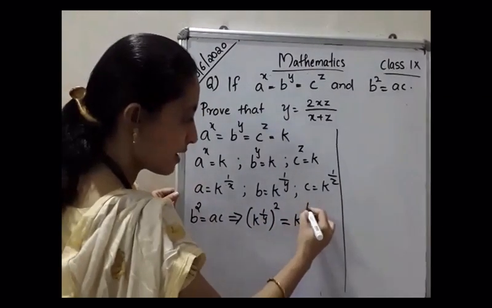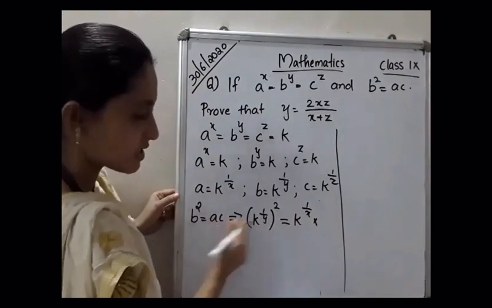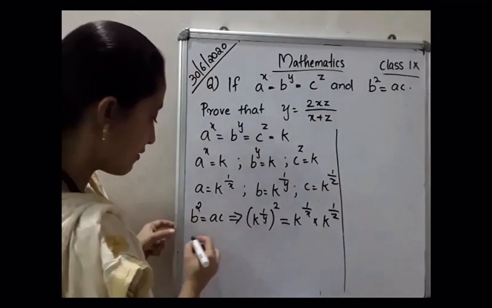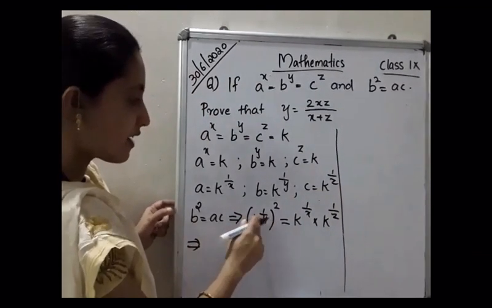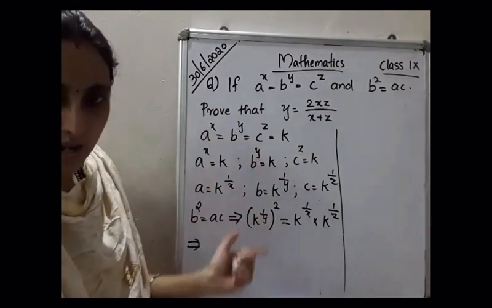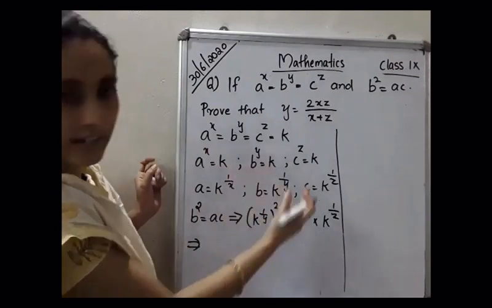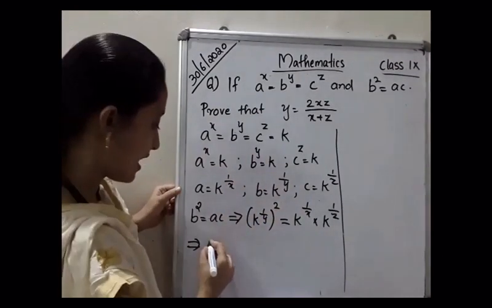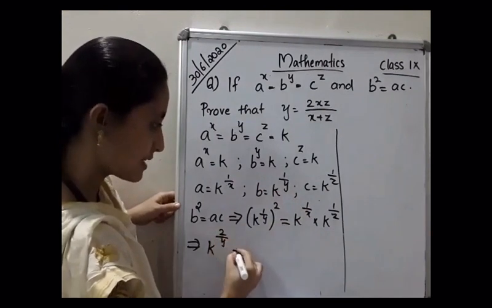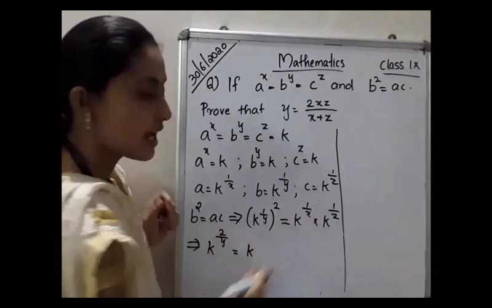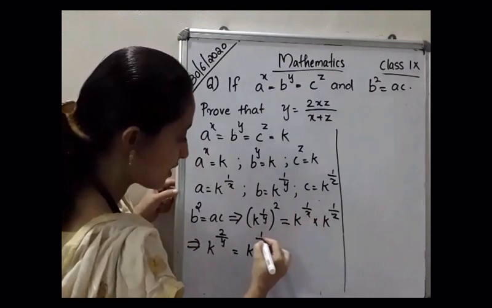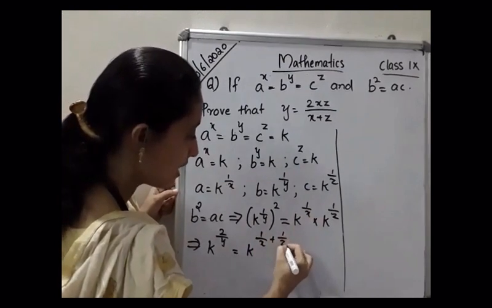K raised to 1 by x into K raised to 1 by z. Here, K raised to 1 by y, the whole squared, that is (a^m)^n = a^(m·n), so K raised to 1 by y into 2, that is K raised to 2 by y. This equals a^m into a^n, that is a^(m+n). So adding those two, 1 by x plus 1 by z.